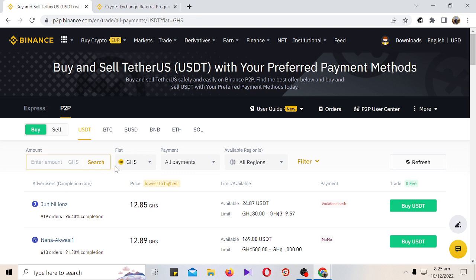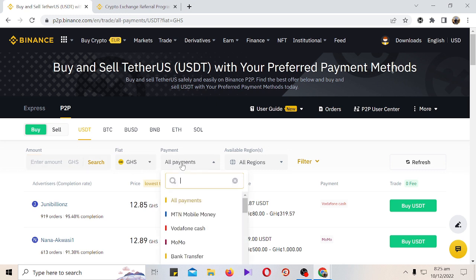For the fiat currency, always make sure it's in your local currency. So if you are in Ghana and you want to buy USDT on Binance, make sure you have changed it to GHS. If you are in Nigeria, you use NGN. If you are in South Africa, you use ZAR, because they use Rand, so you use ZAR.